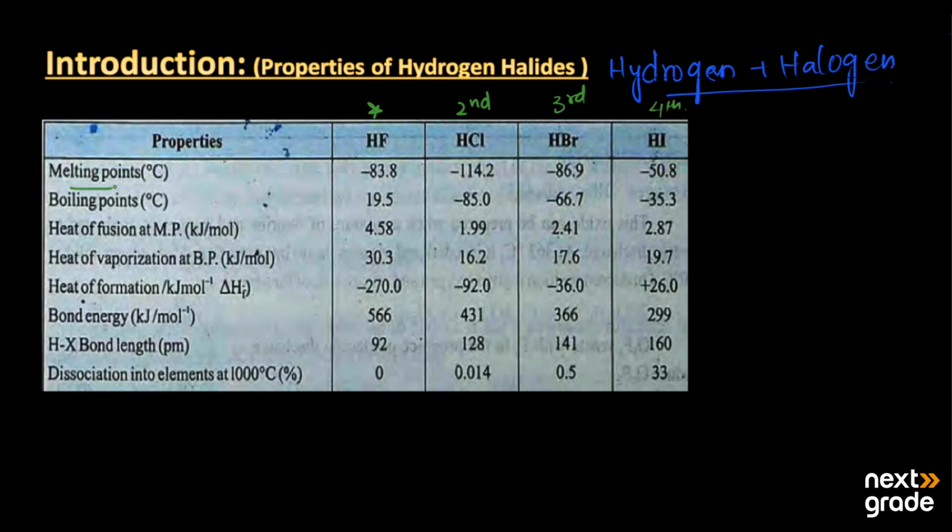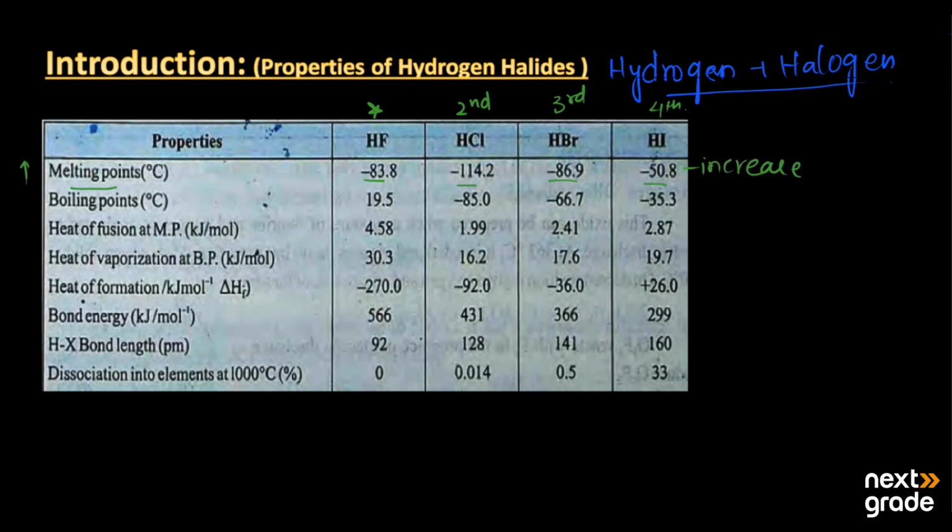So the melting point of hydrogen fluoride is minus 83.8, that of HCl is minus 114.2 degrees Celsius, HBr minus 86, and that of hydrogen iodide is minus 50. It means when we move from top to bottom in the group, there is an increase in the melting point.